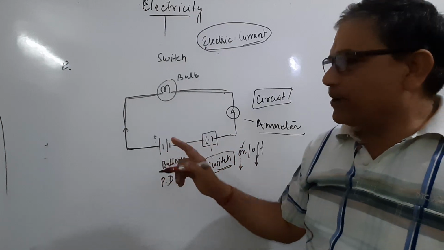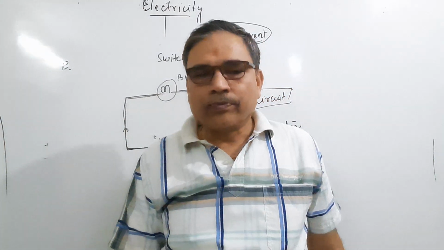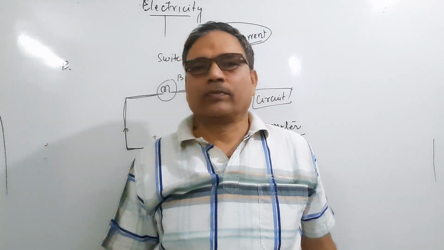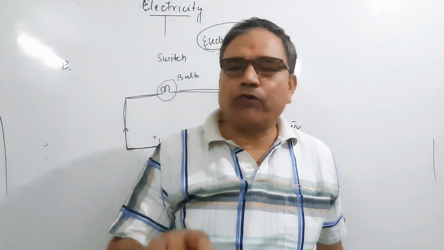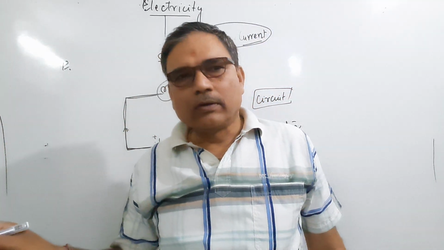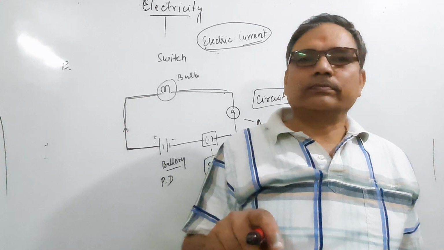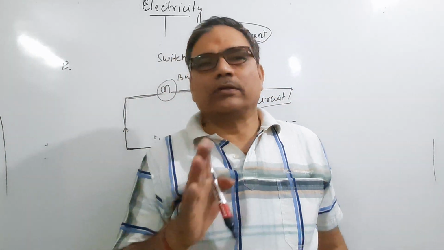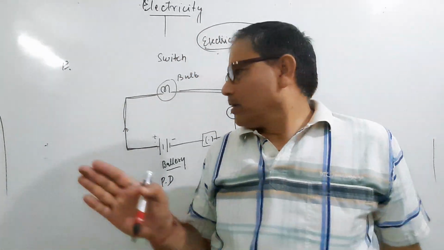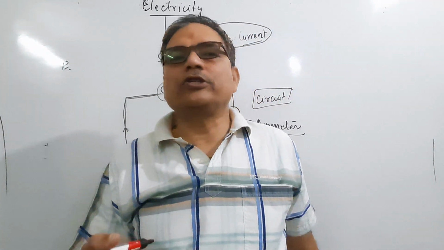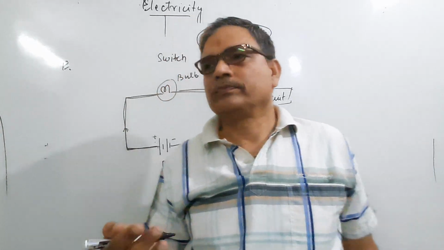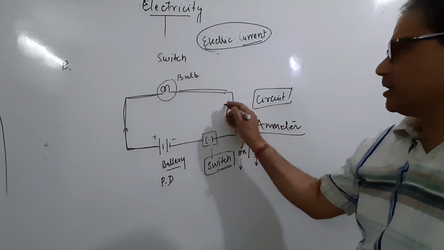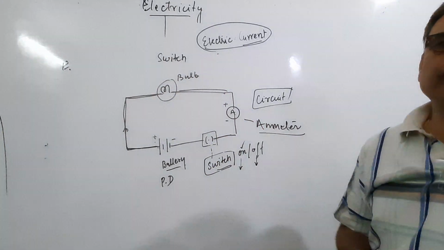Current represents the direction of protons, which is opposite to the direction of electrons. The electrons move from negative to positive, and protons from positive to negative. It means the direction of current is always opposite to the direction of electrons. Current flows from positive to negative. Here it is positive to negative.